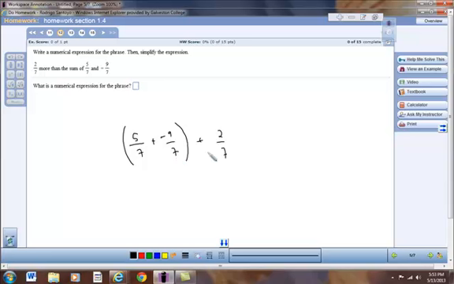Nice thing here, denominators are all the same. You can input it in your calculator. And once you input it in your calculator, you should get a solution of negative 2 over 7. So just looking at some word phrases here.